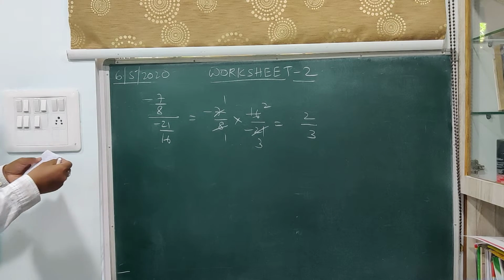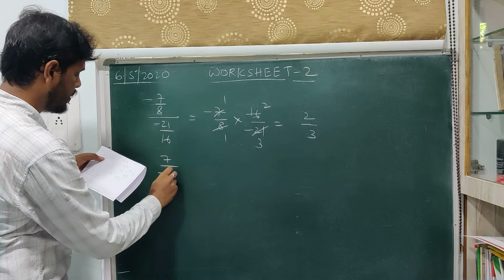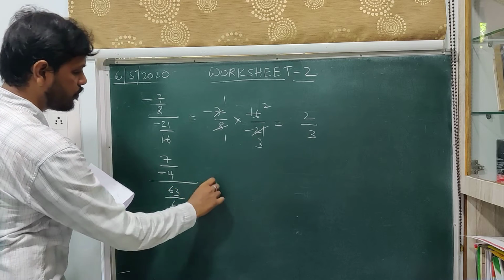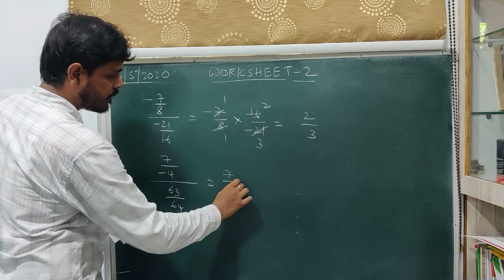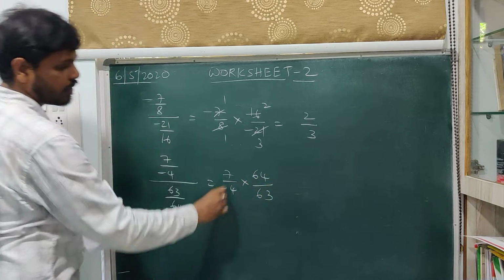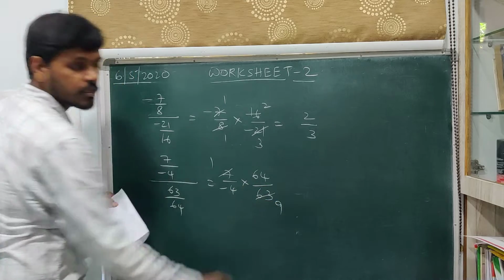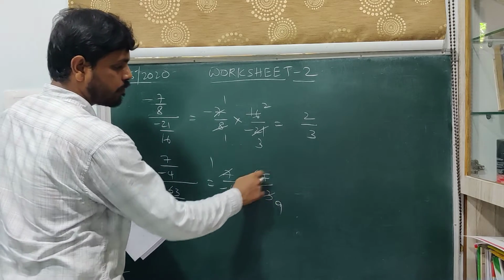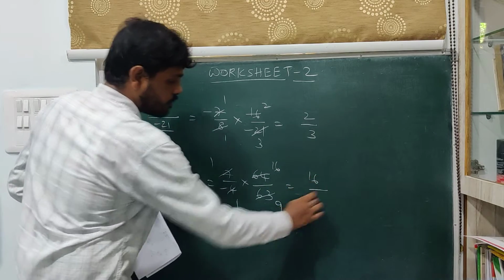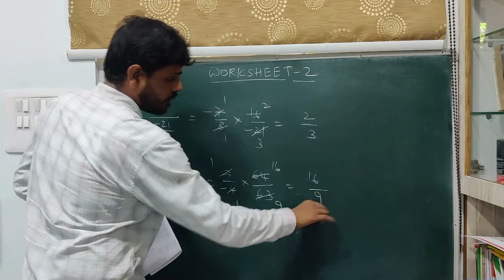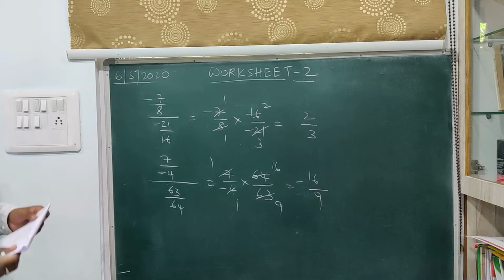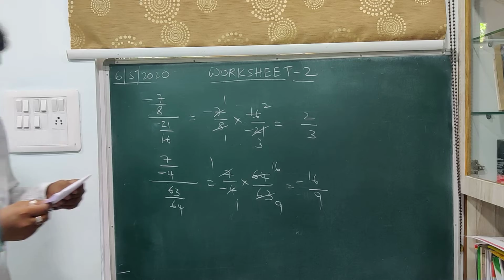Next, 7 by minus 4 divided by 63 by 64. Now take the reciprocal of the divisor, into 64 by 63. 7 ones are 7, 7 nines are 63. 4 ones are 4, 4 sixteens are 64. 1 into 16 is 16, 1 into 9 is 9. Numbers of different signs, so we will get a negative number. So the answer is minus 16 by 9.